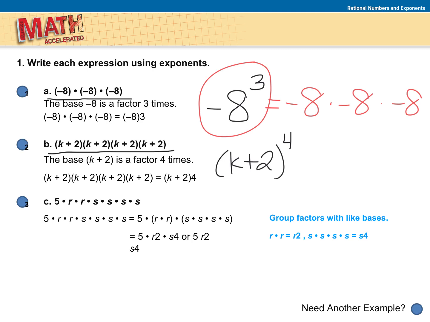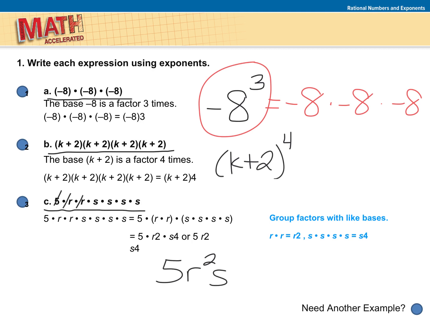Okay. What about C? Do we have a bunch of different things going on? So let's just take it one at a time. First, we see a 5. How many 5s are there? 1. Do we really need to write 1 as our exponent? No, because it means the same thing as 5. Okay, so 5 is done. What's our next one? R. How many times does it show up? 2. So where does that go? Exponent of 2. Okay, what's our next letter?